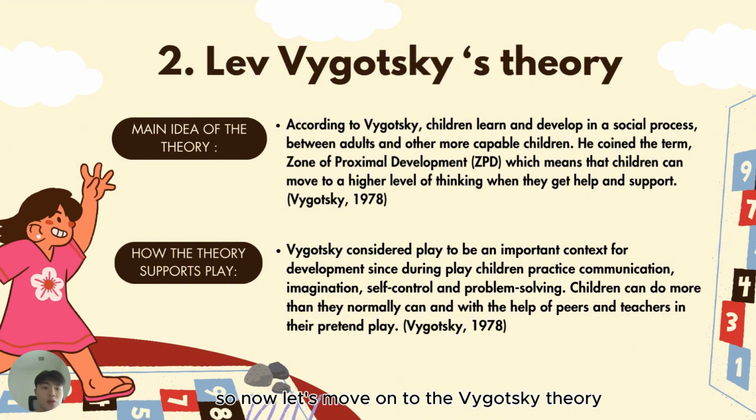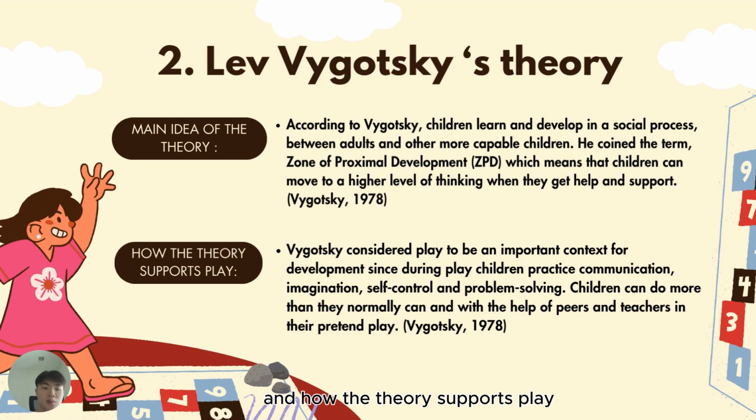So now let's move on to Lev Vygotsky's theory. According to Vygotsky, the main idea of the theory is that children learn and develop in a social process between adults and other more capable children. Vygotsky developed a famous theory, the zone of proximal development, which is ZPD, and scaffolding. ZPD means that children can move to higher level thinking when they get help and support.